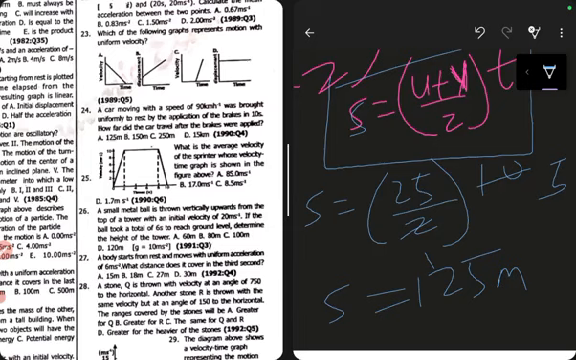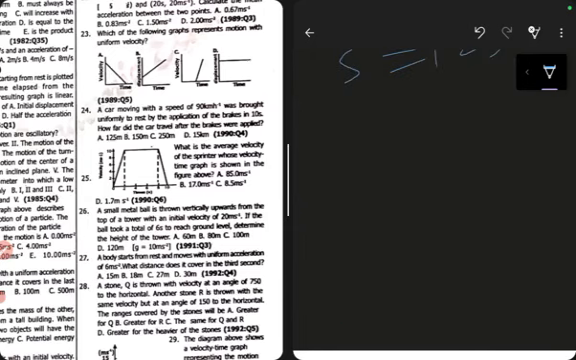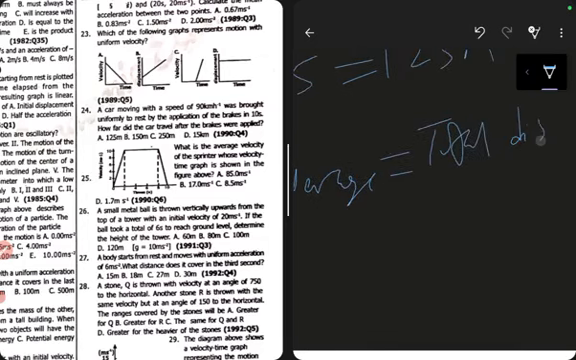Now, the next question is question 25. Let's take question 25. It looks like an interesting one. Question 25 says, what is the average velocity of the sprinter whose velocity time graph is shown in the figure above? So they said, what is the average velocity? Now, average velocity, we can use it as average speed too. Average velocity is total distance all over total time taken.